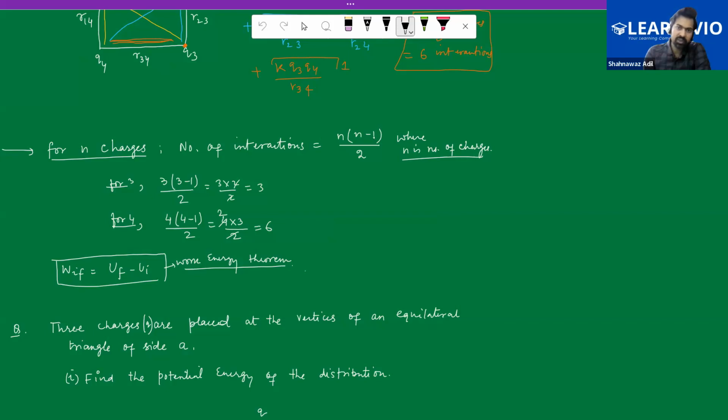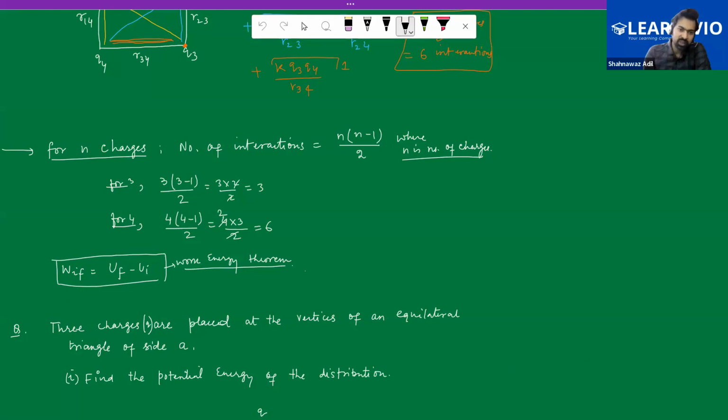So this is n into n minus 1 by 2. I was asking how many combinations would be there? So if you have 5 charges, then this would be 5 into 5 minus 1 by 2. So that would be 5 into 4 by 2. So that is 10. In this way, you can calculate how many combinations are there, right?